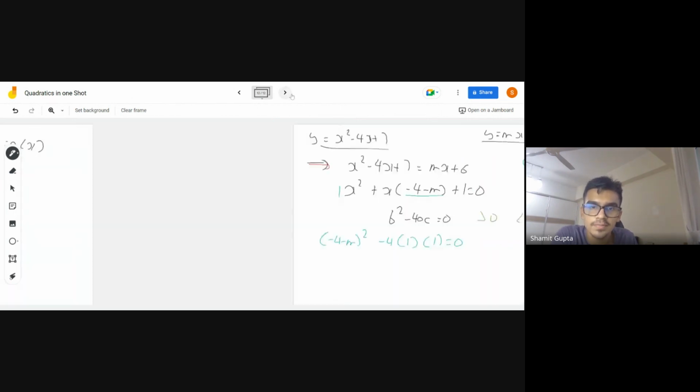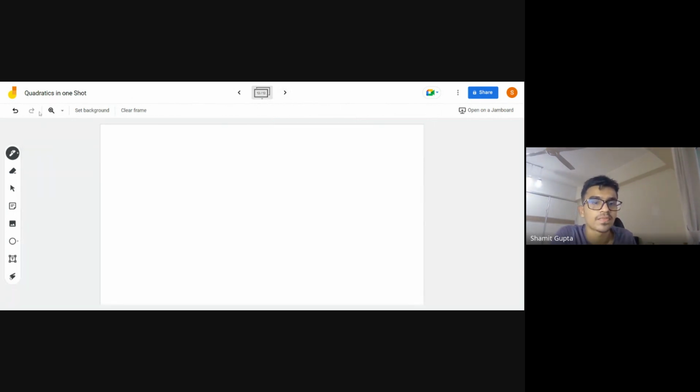One very last important thing I want to mention. We know if the discriminant is lesser than 0, there are no real roots. If it's equal to 0, it's one distinct root. And if it's greater than 0, it's 2 distinct roots.